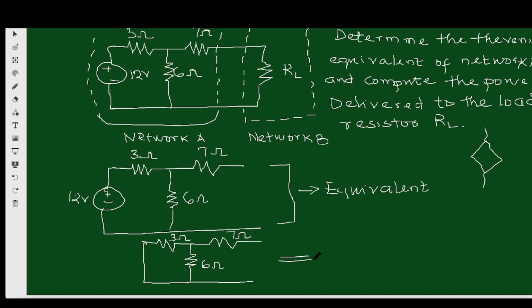So what is the RTH? It will be 3 parallel to 6, then in series with 7. Am I right? That's it. 3 parallel to 6 is 3 times 6 over 3 plus 6, then plus 7. That will give me 9 ohms. So my Thevenin equivalent resistance is 9 ohms.